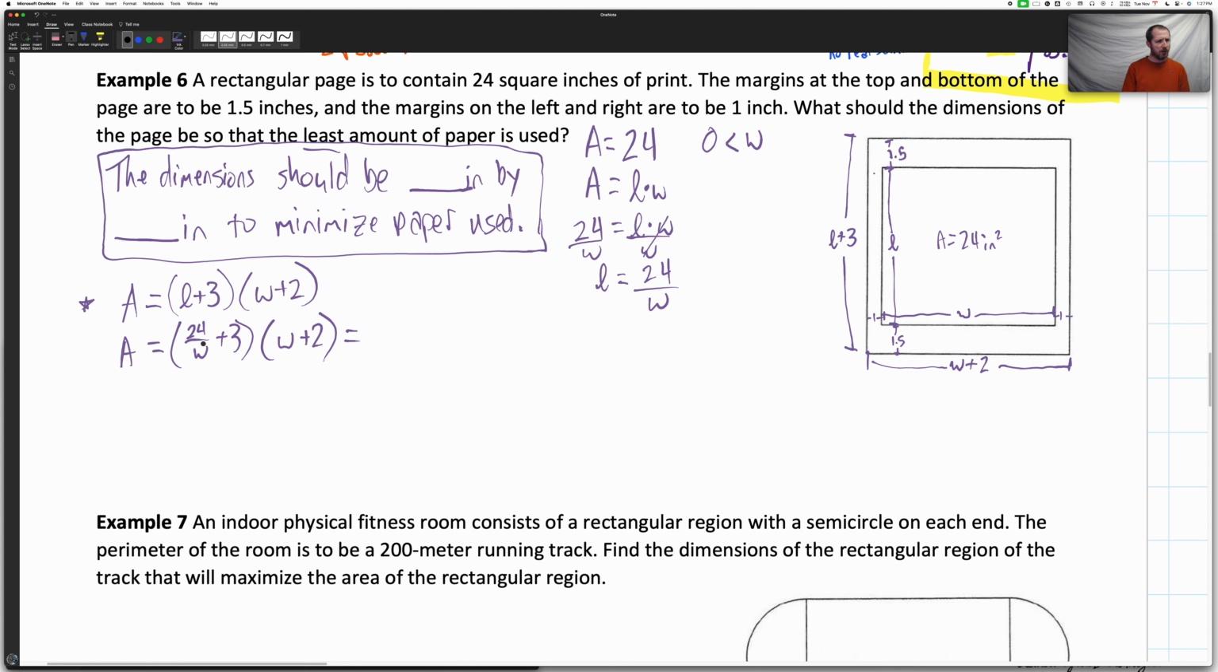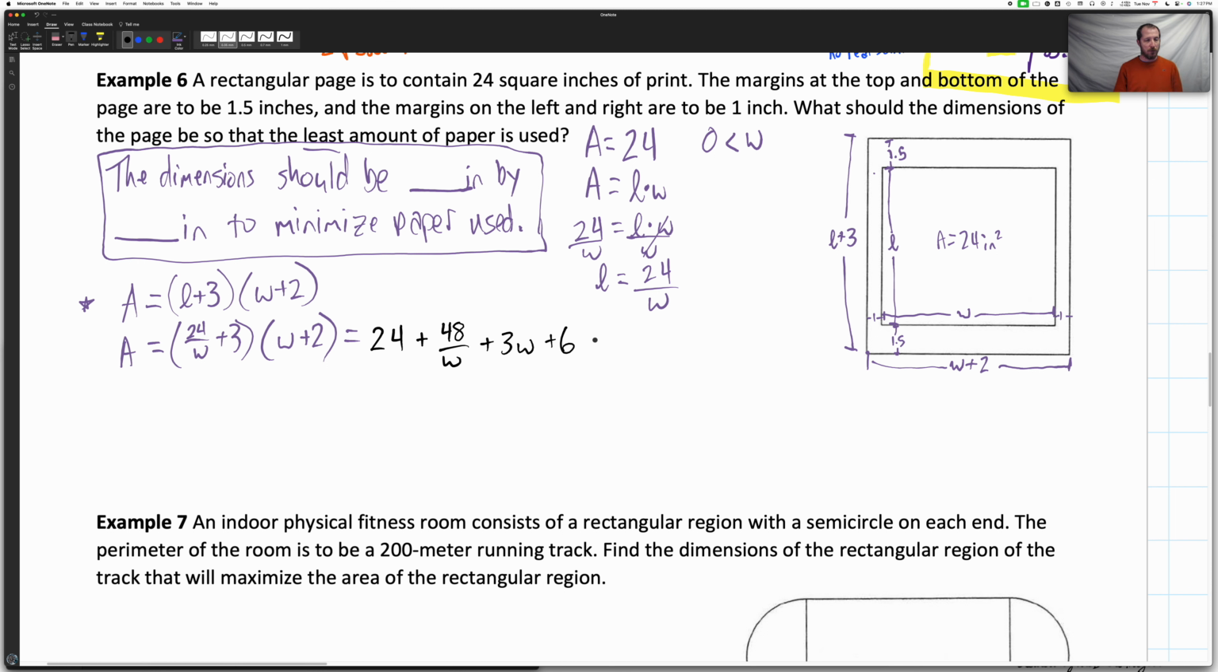Okay, so I'm going to distribute 24 over W times W is just 24. 24 over W times 2 is 48 over W. Plus 3 times W plus 3 times 2. All right, so let's see. We got some like terms and our constants there.